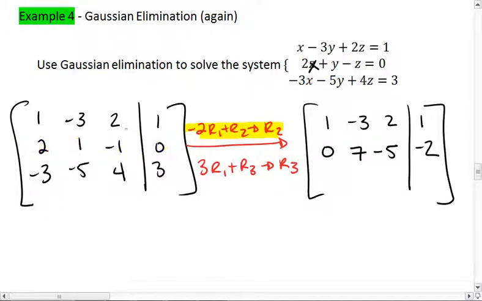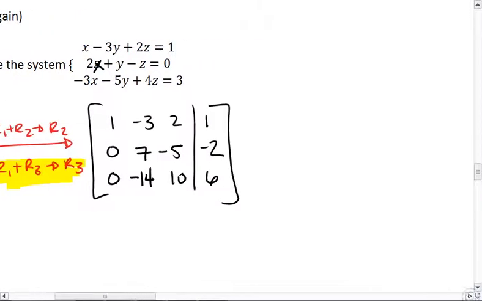Now let's look at row 3. I'm going to take 3 times each element in row 1 and add it to row 3. 3 times 1 is 3, plus -3 is 0. 3 times -3 is -9, plus -5 is going to be -14. 3 times 2 is 6, plus 4 is 10, and 3 times 1 is 3, plus 3 is 6. Okay.